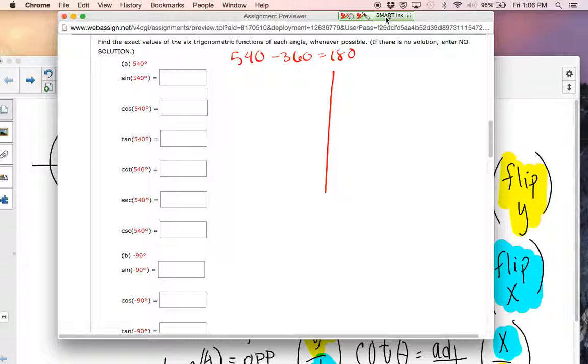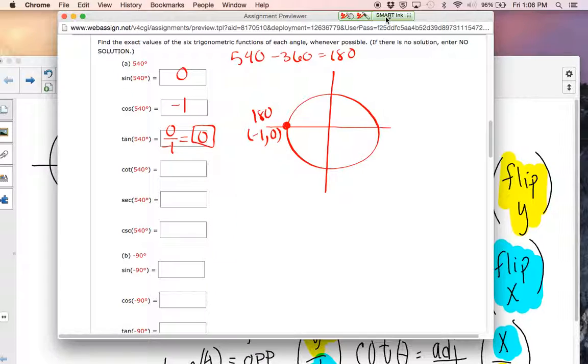So I have to think, all right, on my unit circle, 180 degrees is right here, and the coordinate that goes with that is -1, 0. Well, remember, sine is the y value, so this is simply going to be 0 here. Cosine is the x value, so that's going to be -1. Tangent is the y divided by the x, 0 divided by -1. Now keep in mind, when 0 is in the numerator, it simplifies to be just 0.